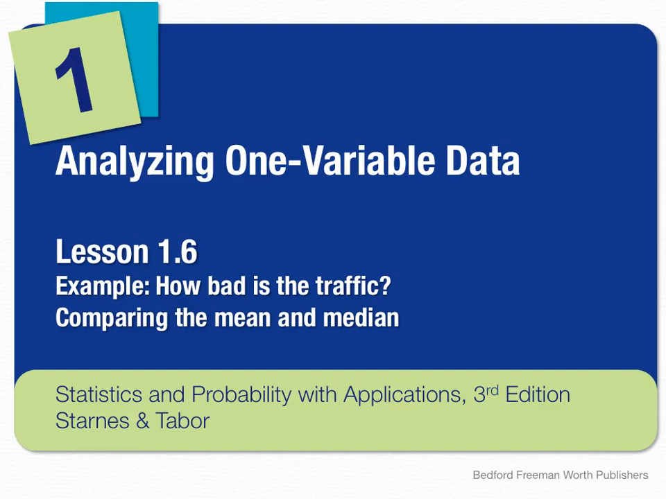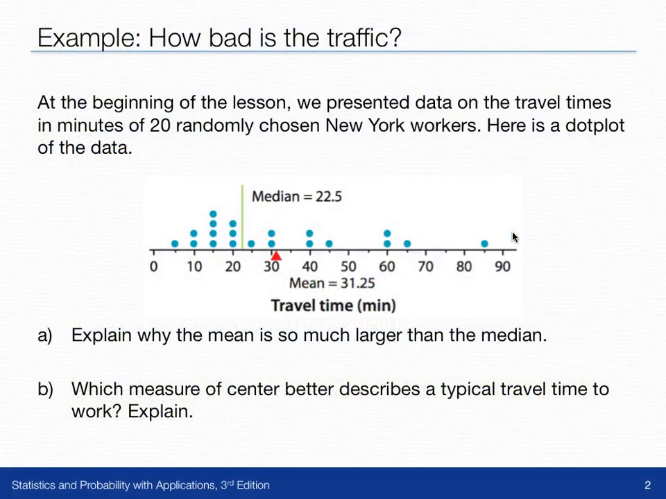In the lesson 1.6 example, how bad is the traffic, we're going to compare the mean to the median. At the beginning of the lesson, we presented a data set on several travel times from 20 randomly chosen New York workers. This is the dot plot. The median is here at 22.5, whereas the mean is at 31.25.